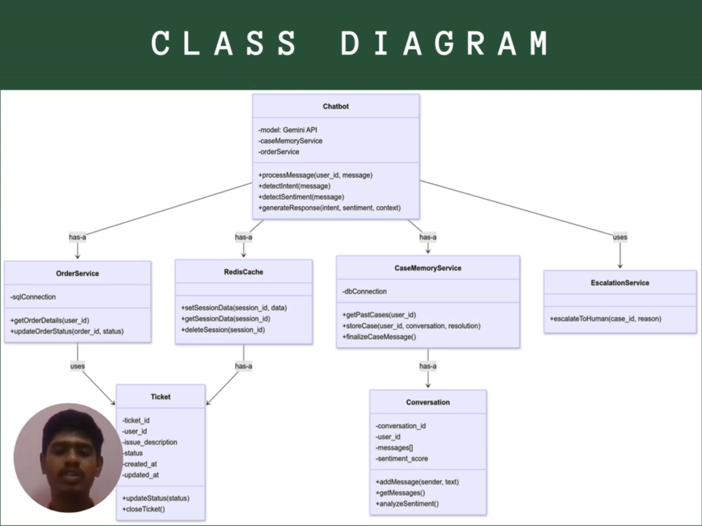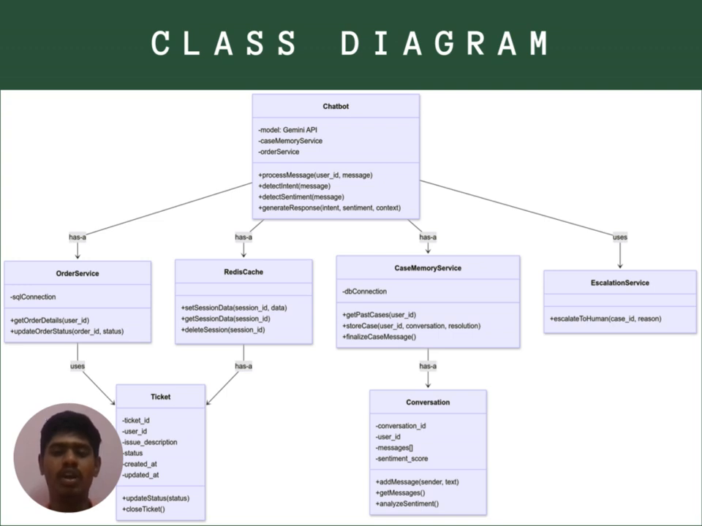Chatbot class. This is the brain of the operation. It receives queries, sends them to the AI model, and returns answers. It coordinates with other classes. Case memory class. This is where we store and retrieve past tickets, queries, and responses. If a user contacts us again about the same issue, this class ensures that they don't have to start from scratch. Database handler class handles all data storage and retrieval operations. Escalation handler class. This decides if a query should be moved to a human agent and manages that process.